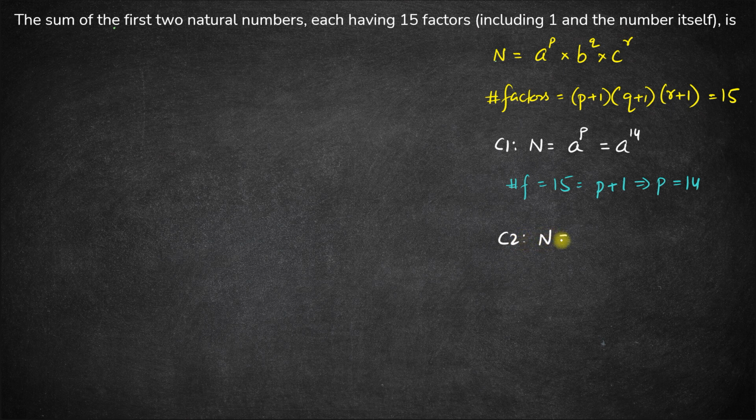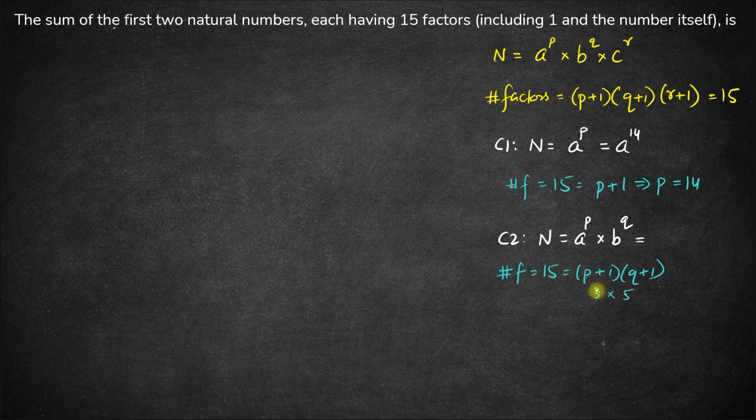Second case is that n has two prime factors. So n would be of the form a to the power p into b to the power q. Now the number of factors, which is 15, will be of the form (p plus 1) into (q plus 1). How can you write 15 as a product of two natural numbers? p and q should not be 0, so both these values should be greater than 1. The only possible way is 3 into 5, and in any order, it does not matter.